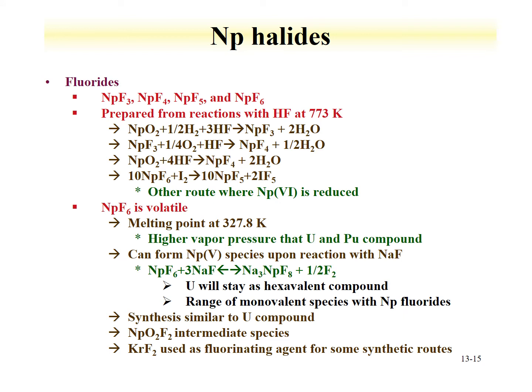The halides are also important species. You can make neptunium halides in the 3, 4, 5, and 6 oxidation states. These can be prepared from reactions with HF, as shown here, either starting with the dioxide, or taking the tetrafluoride and adding another fluoride to it, or taking the dioxide and reacting it with the fluoride directly to make the tetrafluoride. Like uranium hexafluoride, neptunium hexafluoride is volatile, and it actually has a higher vapor pressure than both the uranium and the plutonium compound. The synthesis is similar to what we discussed for the uranium hexafluoride compound.